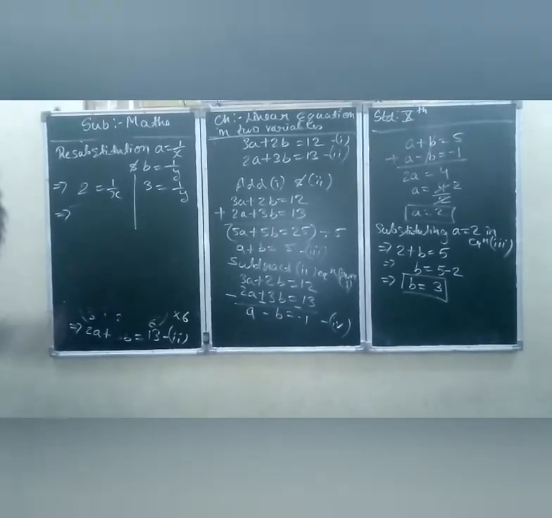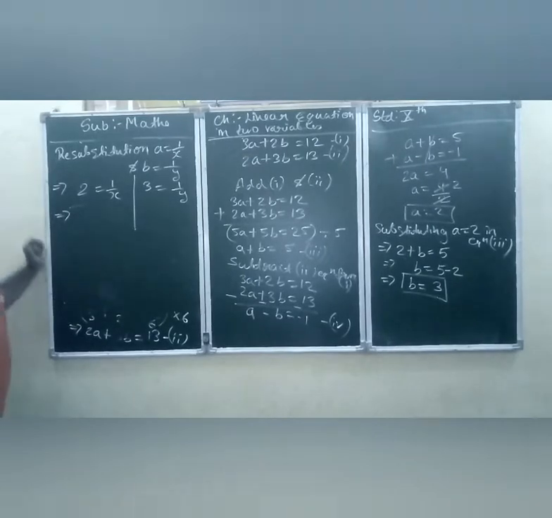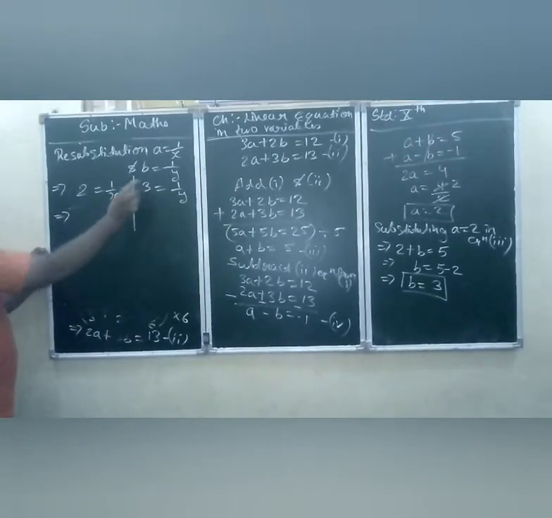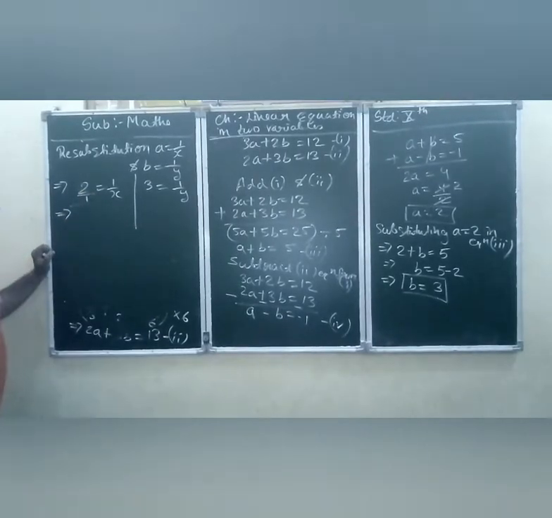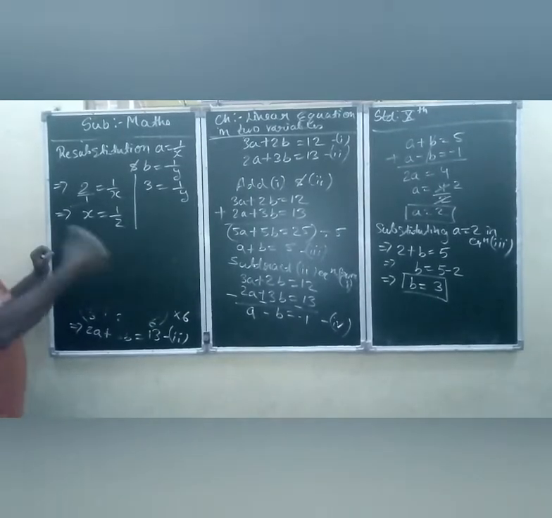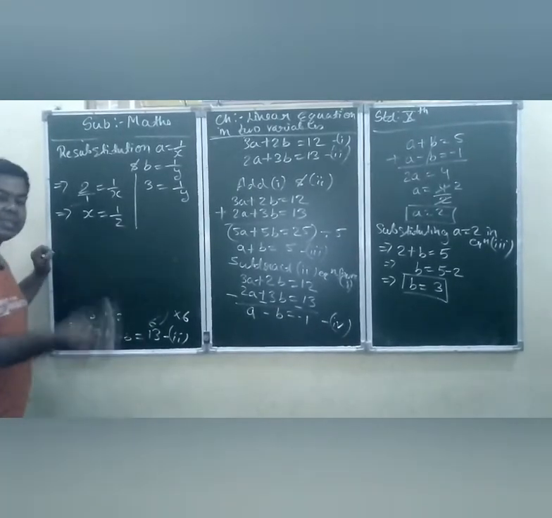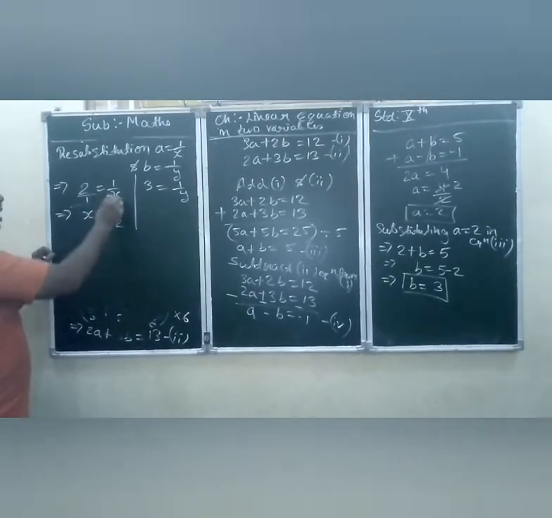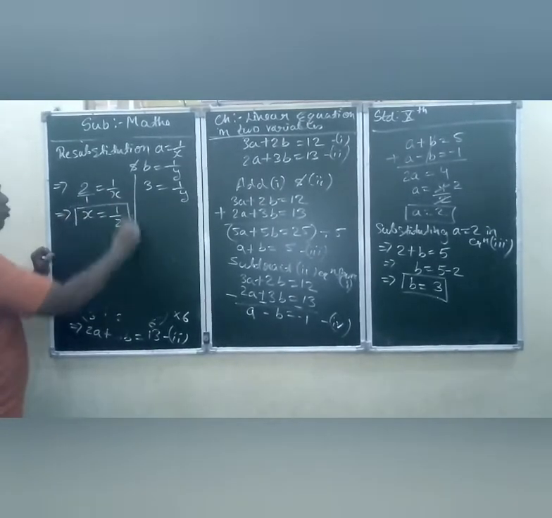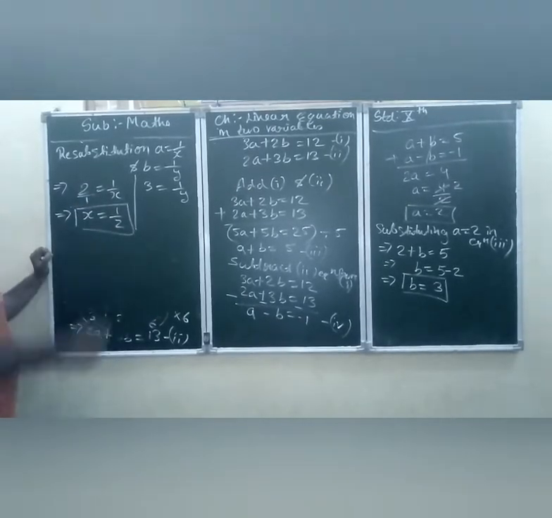So we resubstitute the values of a and b. b is 3, cross multiply. Here is 1, suppose. So x equal to 1 by 2. That means we do inverse, and inverse means reciprocal on both sides, LHS also, RHS also. So we find the value of x, only x. So x equal to 1 by 2, cross multiply.